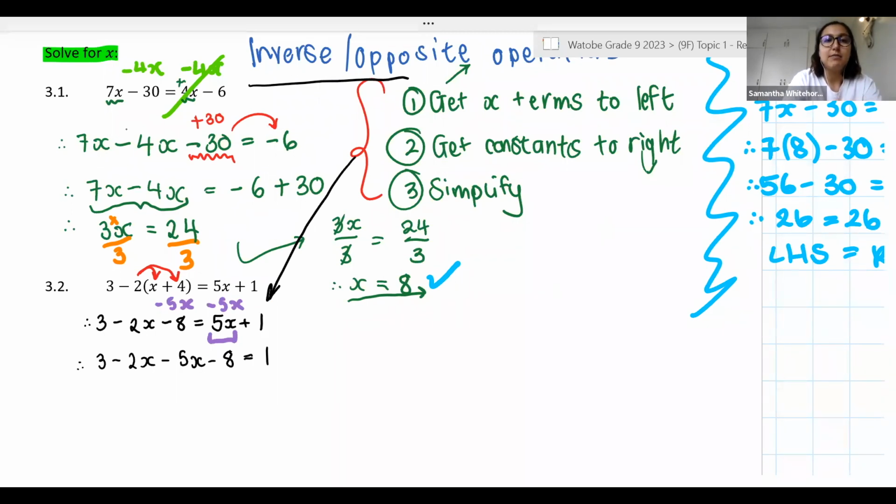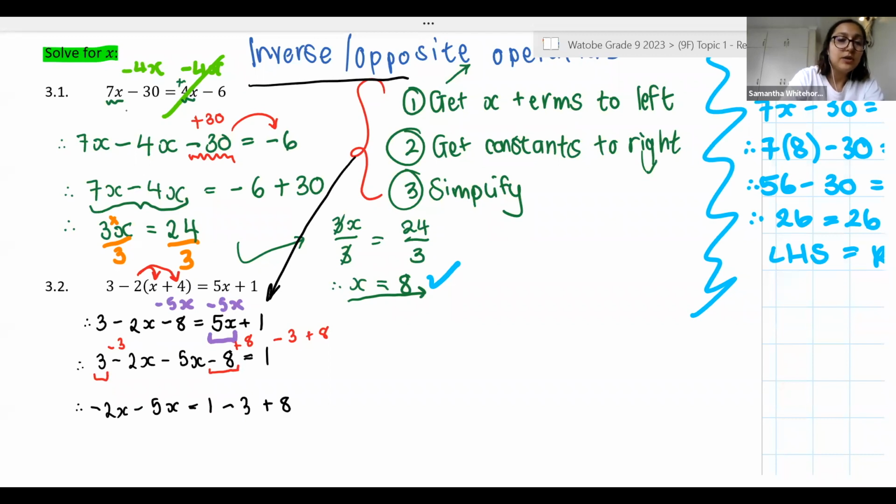Now I need to get my constants to the right. That means this negative 8 and positive 3 need to come over. Positive 3, the inverse is to subtract 3 on both sides. And then the negative 8, the inverse is to add 8 on both sides. And so what we end up with is a situation where on the left, we've got the negative 2x minus 5x. And on the right-hand side, we've got 1 minus 3 plus 8.